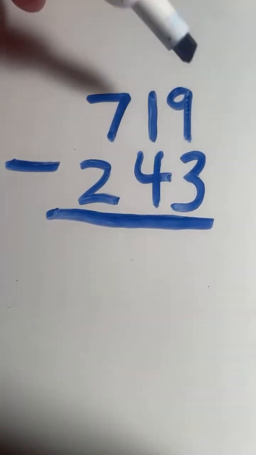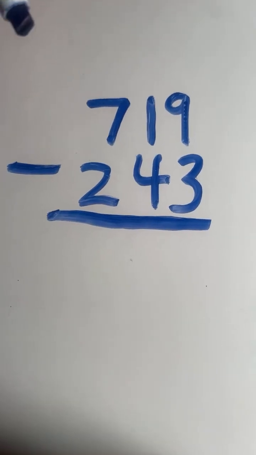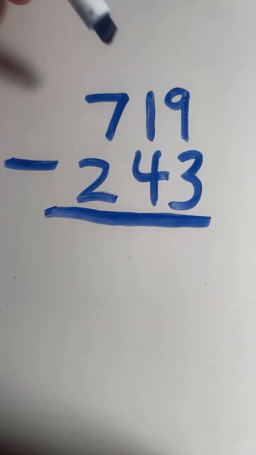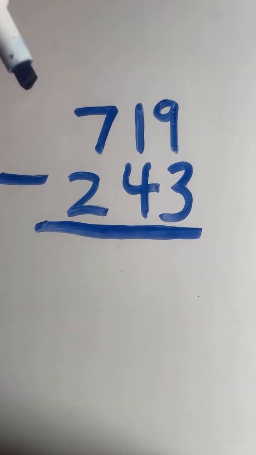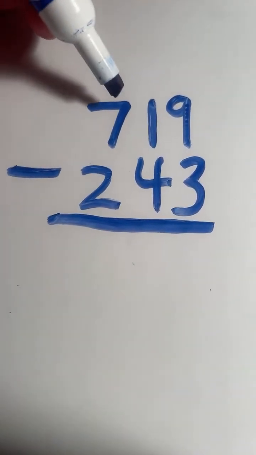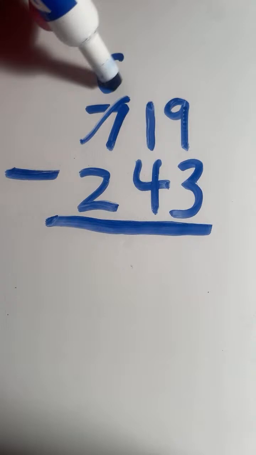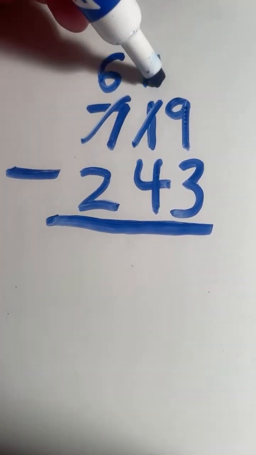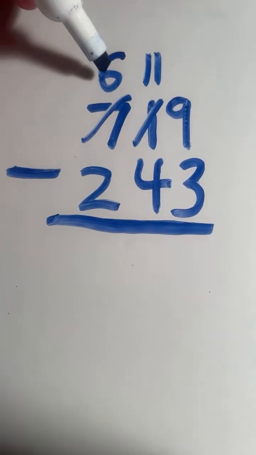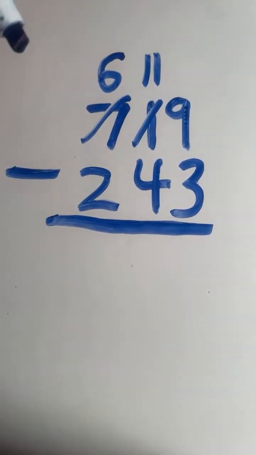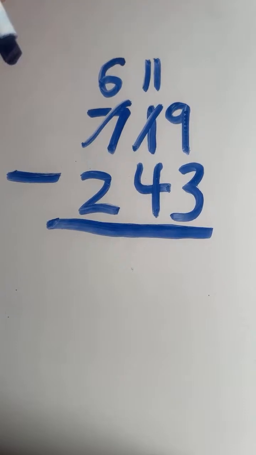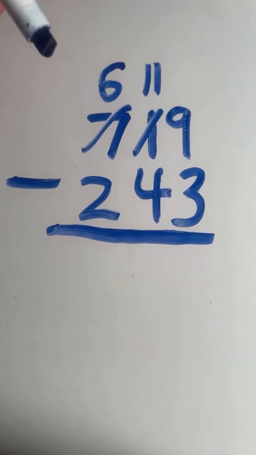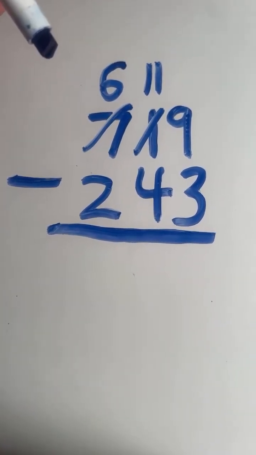9 is bigger than 3. 1's place is fine. So in this problem, we will need to regroup in just the tens place. So the 7 is going to become a 6, and the 1 is going to become an 11. We are taking a 10 from the hundreds place and adding it to the tens place. And now we are ready to subtract.